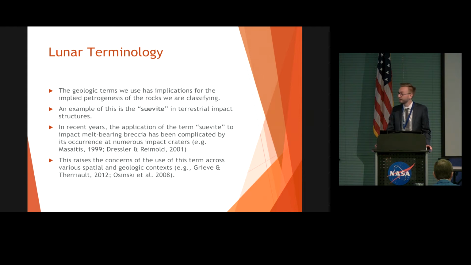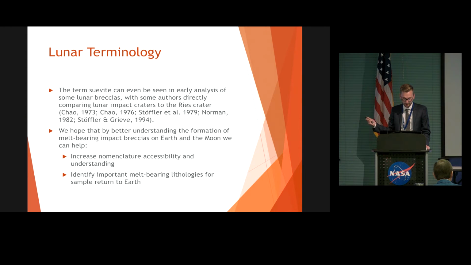That being said, however, the terrestrial community also has some issues with terminology itself. The term suevite is historically used to refer to an impactite from the Ries impact structure, and it's being complicated by the fact that it's now being applied over a broad range of spatial and geologic contexts. It's even been used within the Apollo collection. Early on within the Apollo samples, direct comparisons were made to the Ries crater.